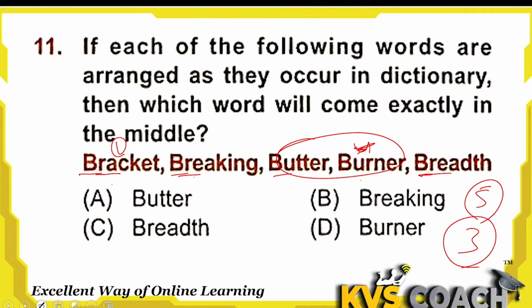Okay. Here BREA and BREA. Again this will be the same. And after A there is K and there is D. So D will become fourth number and K will come on 11th number. So this will come first, then 2, and this one will be third. So breaking, B, is the right answer here. That breaking will become third number. So B is the right answer.